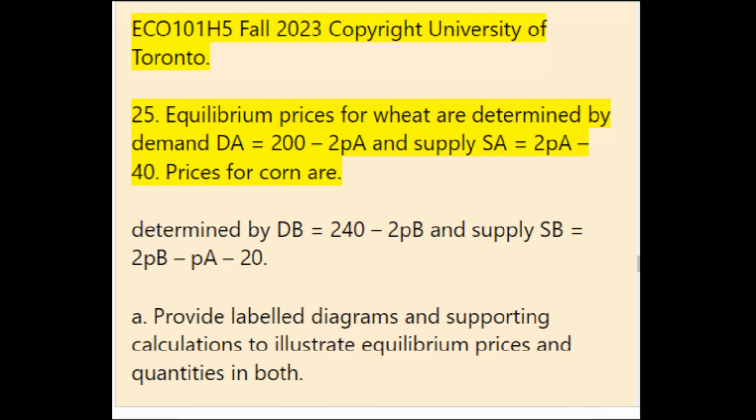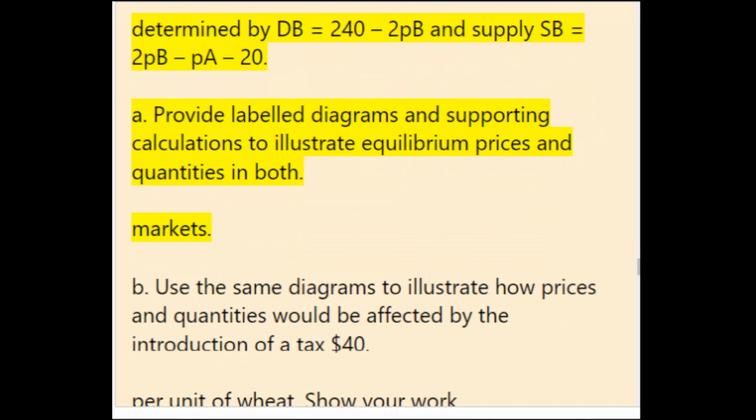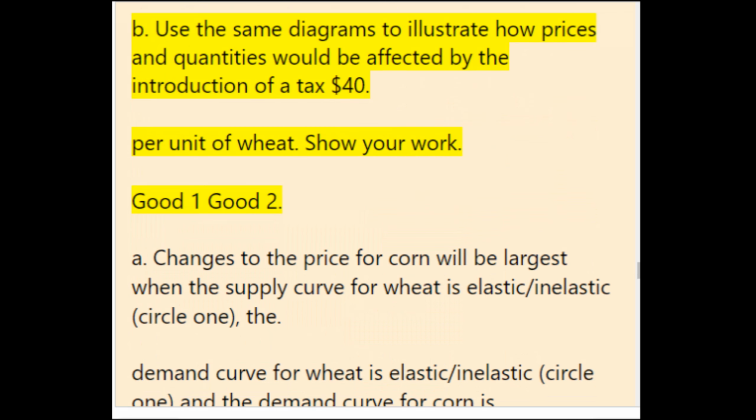25. Equilibrium prices for wheat are determined by demand DA = 200 - 2PA and supply SA = 2PA - 40. Prices for corn are determined by DB = 240 - 2PB and supply SB = 2PB - 20. A. Provide labeled diagrams and supporting calculations to illustrate equilibrium prices and quantities in both markets. B. Use the same diagrams to illustrate how prices and quantities would be affected by the introduction of a tax of $40 per unit of wheat.